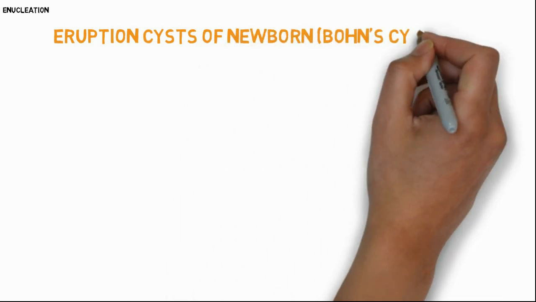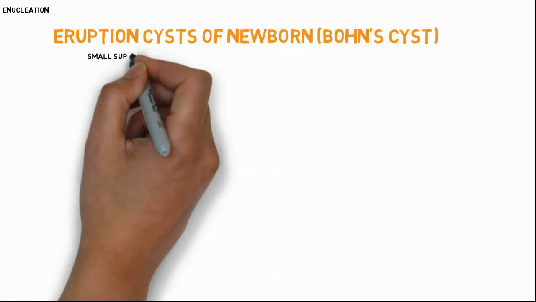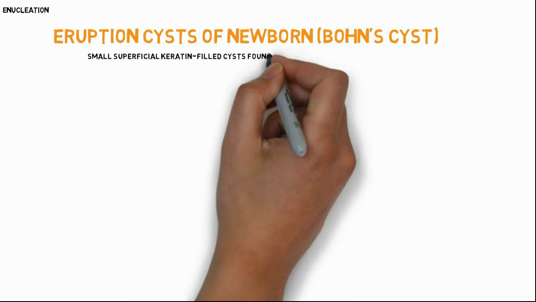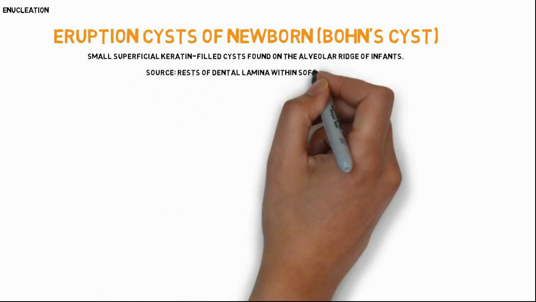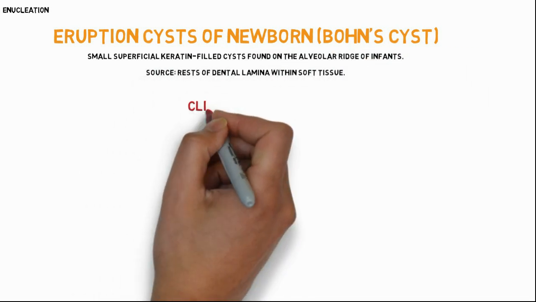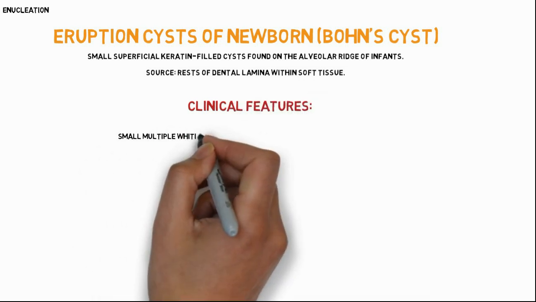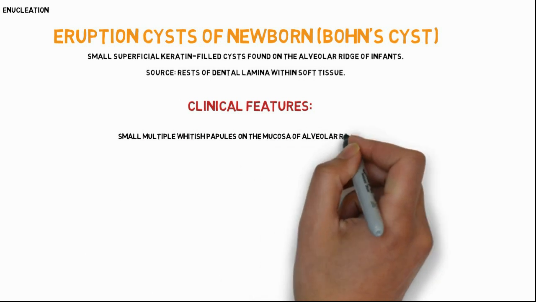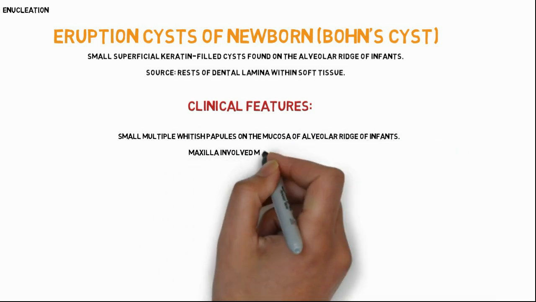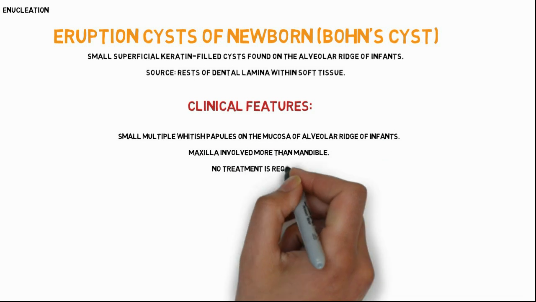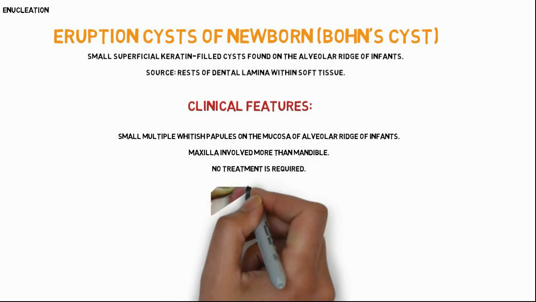Eruption cysts of newborn, Bohn nodules. Small superficial keratin-filled cysts found on the alveolar ridge of infants. Source: rests of dental lamina within soft tissue. Clinical features: small multiple whitish papules on the mucosa of the alveolar ridge of infants. The maxilla is involved more than the mandible. No treatment is required.